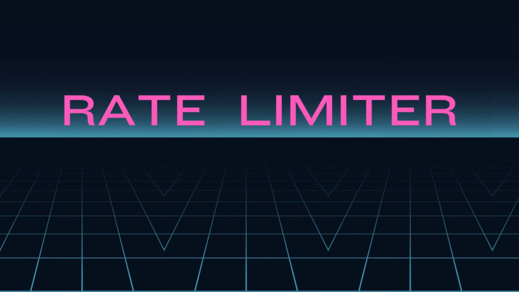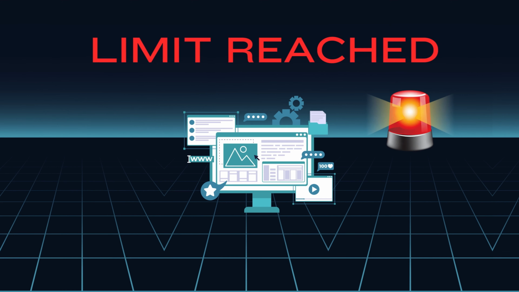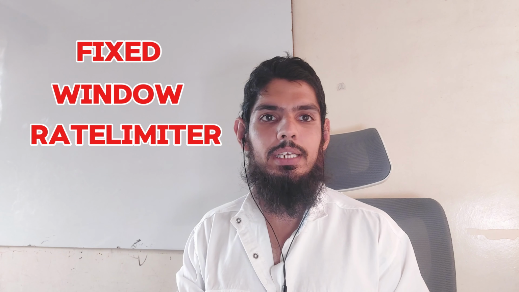Let's build a rate limiter. But first, what is a rate limiter? A rate limiter is a technique used to limit the number of requests a user can make within a given time frame. For example, web applications may limit the number of requests a user can make within a given time frame to avoid DoS attacks.